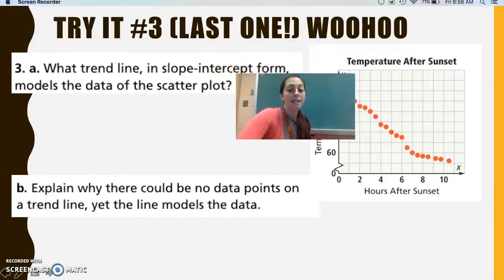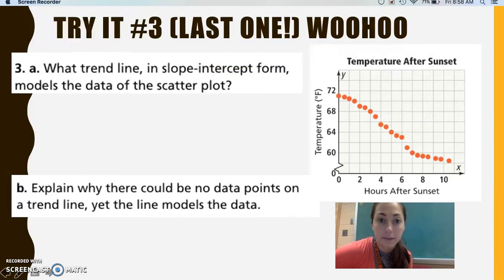All right, last, try it. Pause the video. Really pause it. Try to do these, and when you're done, hit play and just watch. Then you'll know whether you're right or wrong and can fix it if you're wrong. It says, what trend line in slope-intercept form models the data of the scatter plot? We need to create the line here and then explain why there could be no data points on the trend line, yet the line still models the data. I said that answer twice.